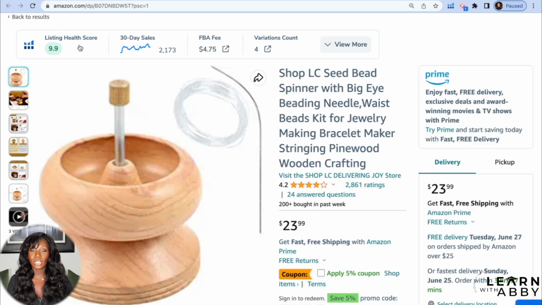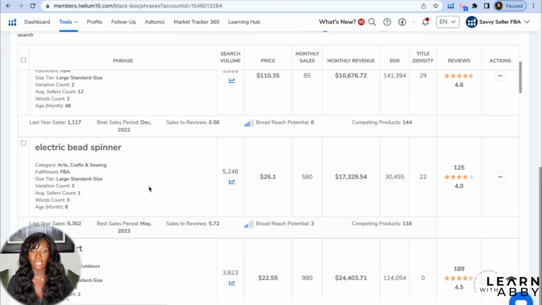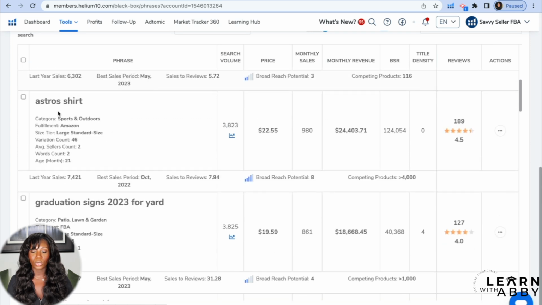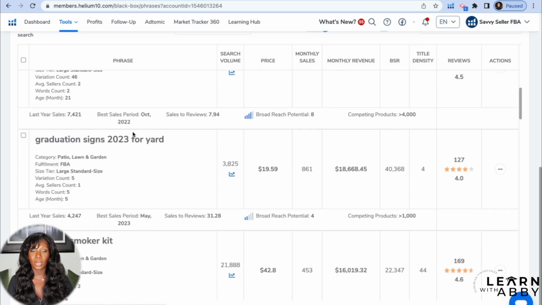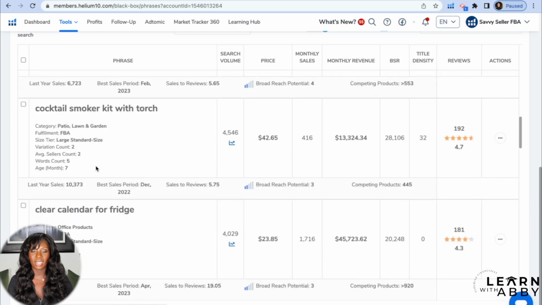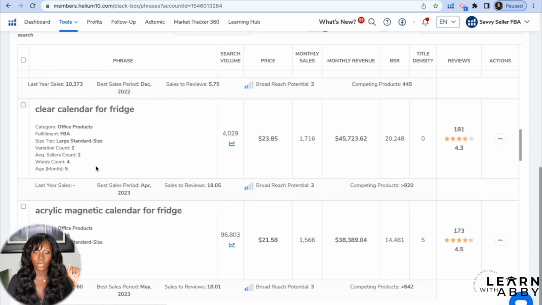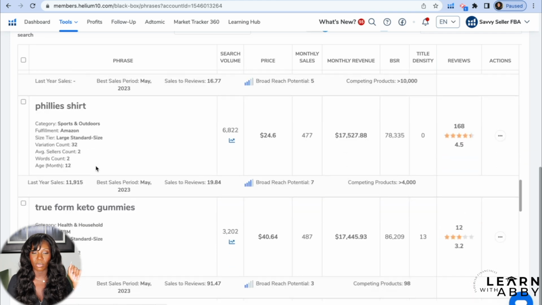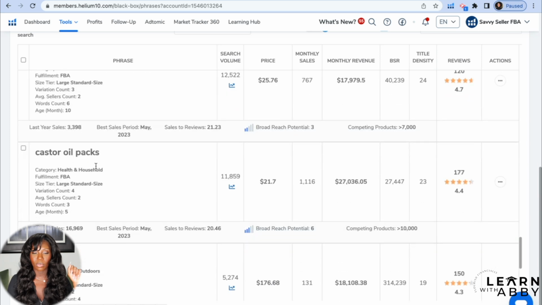Nice. Okay, so let's go ahead and pop back over to Blackbox and see if we can find one more good product. So I'm scrolling by Astros shirt, because Astros, I believe, is a baseball team, and that would be trademarked. Graduation signs is seasonal, so I'm gonna skip over that. Cocktail smoker kit, I'll skip over that just because I think it comes with a torch and it's a fire thing. I just wouldn't want to touch it. Clear calendar for fridge, acrylic calendar for fridge. Those are all products that I've seen before, so I'm looking for something fresh. Let's keep on going here. What else can we find?